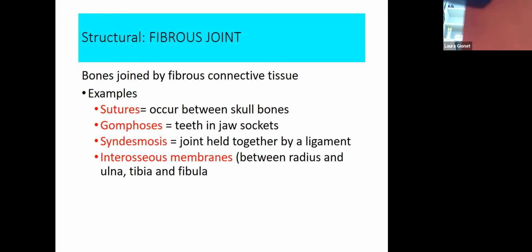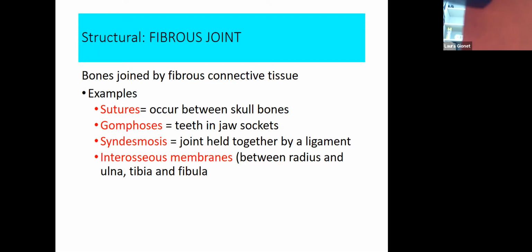A syndesmosis is just a joint that's held together by a ligament. And that's many of the joints of our bodies, especially the movable ones. We have all kinds of ligaments around our knees and elbows and hips, securing the humerus in the shoulder joint. So if we have a ligament that goes bone to bone, that's a syndesmosis, a fibrous joint.